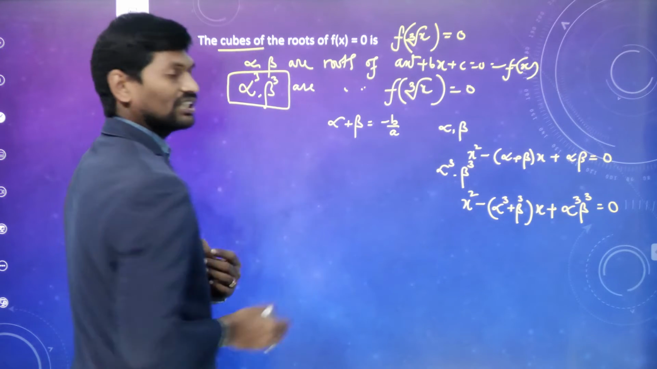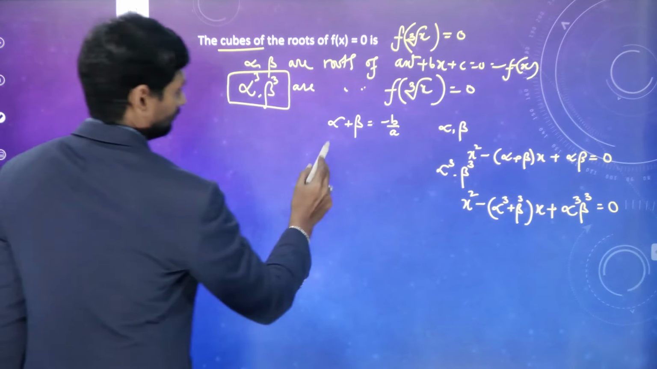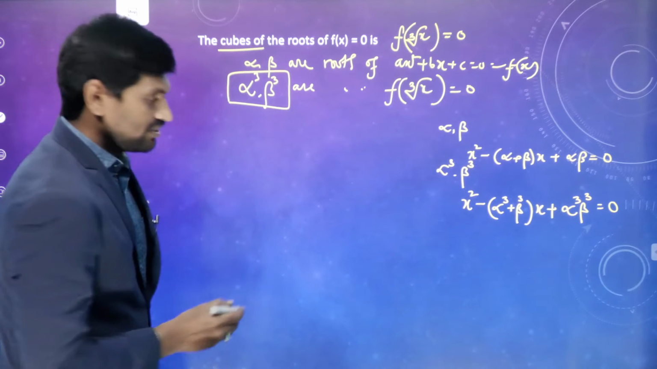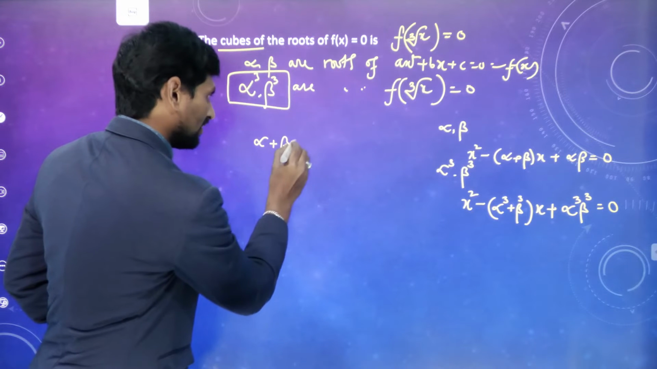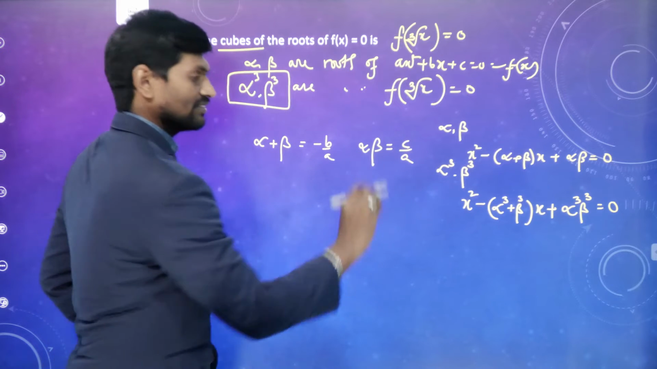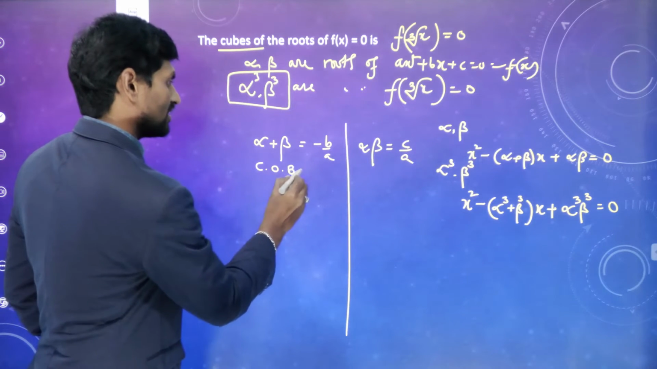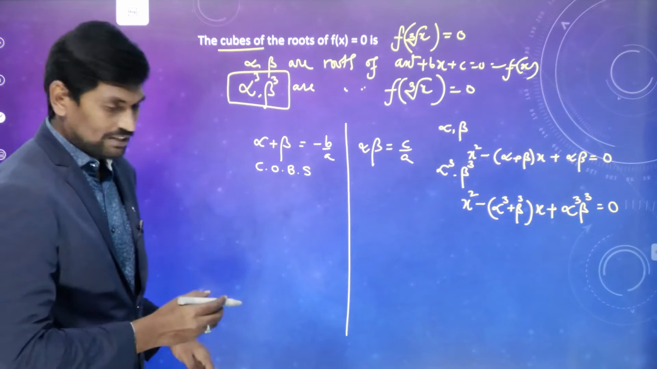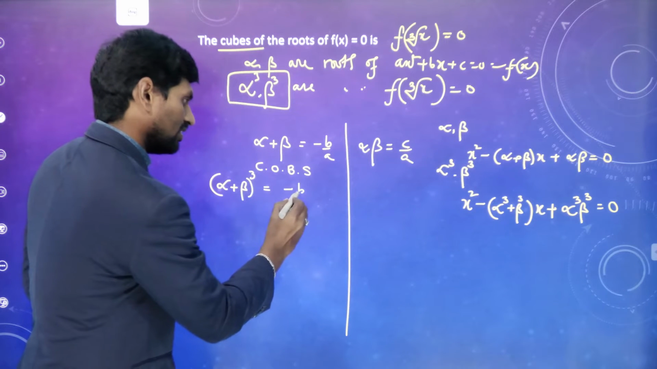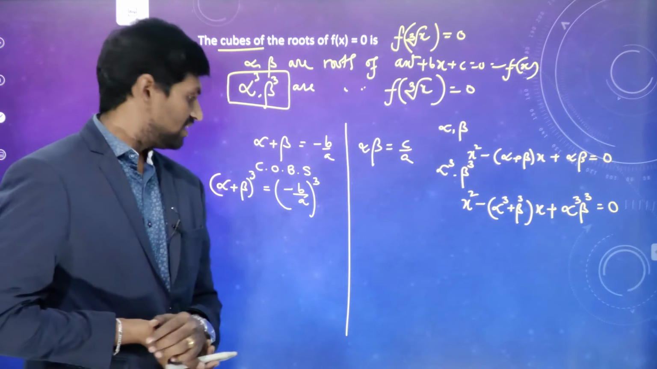But what is alpha plus beta? Minus b by a. We know that alpha into beta is c by a. Am I right? We know that alpha plus beta value is minus b by a, and alpha into beta value is c by a. Clear? Now here I am cubing on both sides. That means (alpha plus beta) whole cube equal to (minus b by a) whole cube.